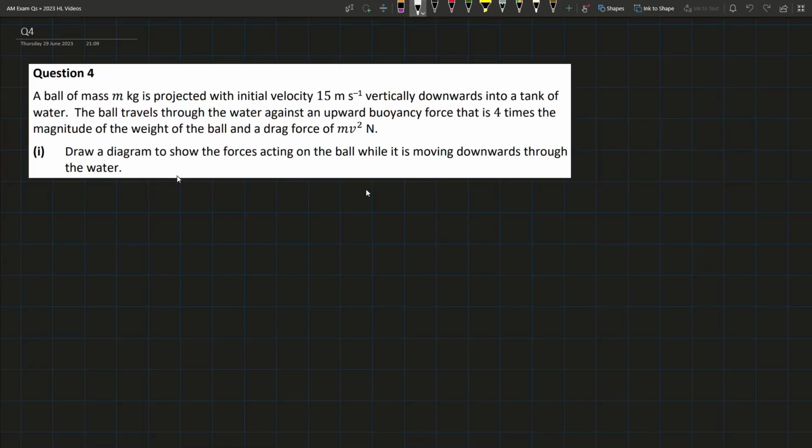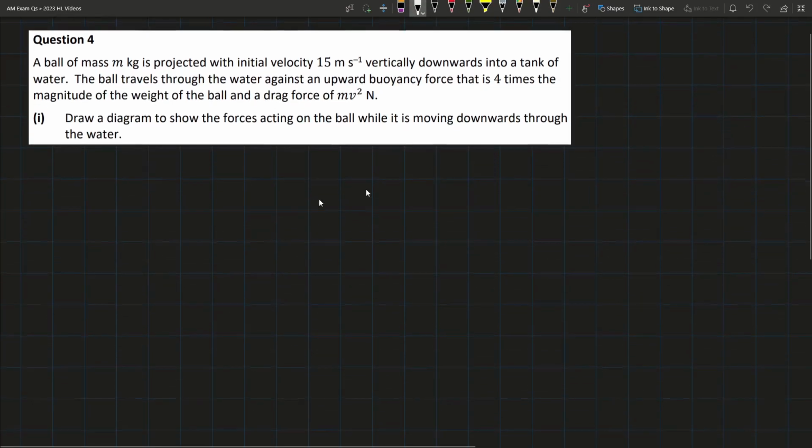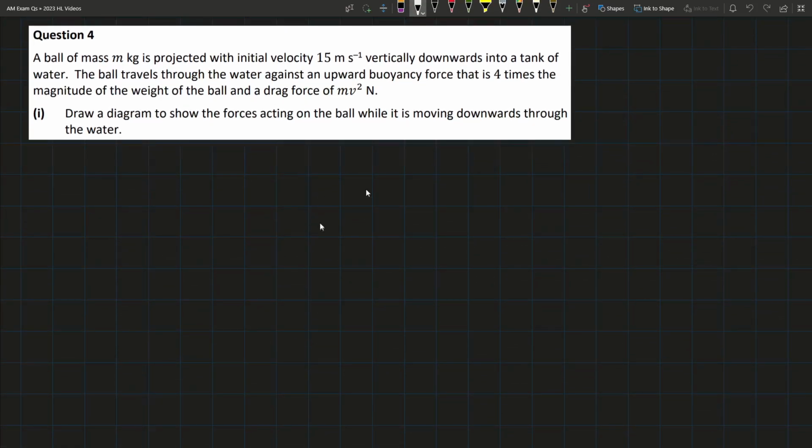We're asked to draw a diagram to show the forces acting on the ball while it's moving downwards, which is important, as you'll see in a second. So we'll draw the ball. Of course, anything that has mass, we're going to have its weight, mg. Going upwards then, we're going to have an upward buoyancy force that is 4 times the magnitude of the weight, so it's going to be 4mg.